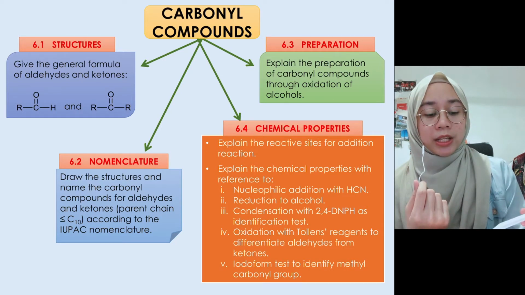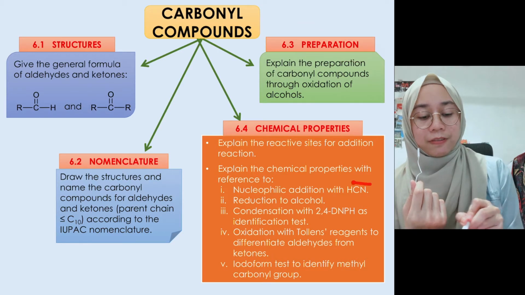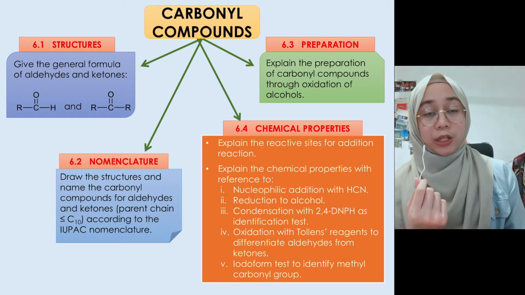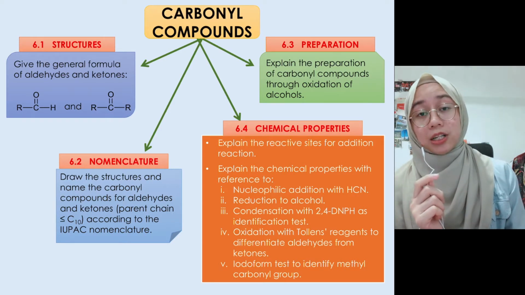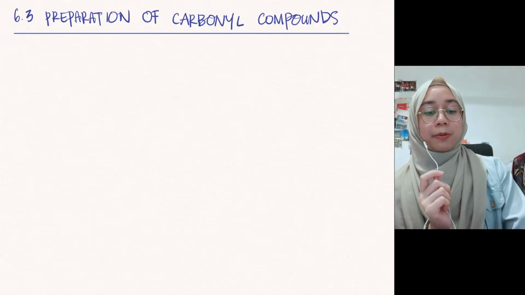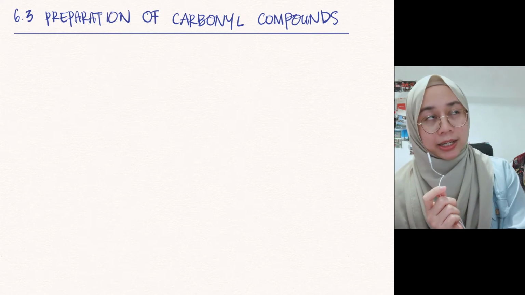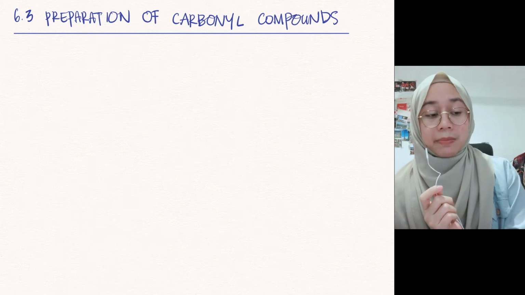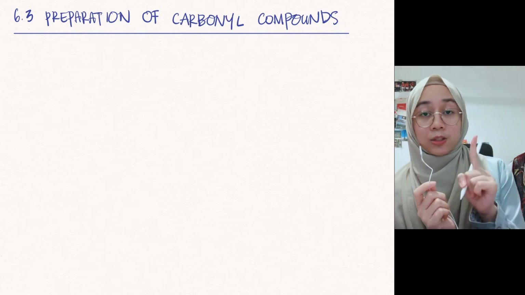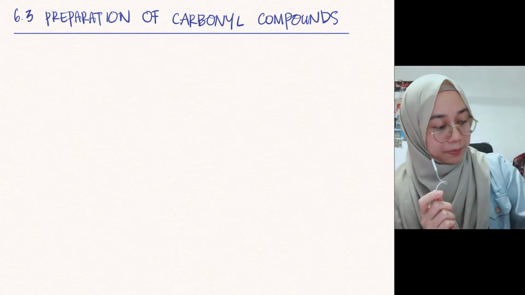So kita akan tengok dahulu berkenaan dengan preparation. And then kita akan tengok dahulu the first 2 of the chemical properties hari ni. So now let's go into our first one, which is the preparation of carbonyl compound. Preparation of carbonyl compound ada banyak cara, ada 3 cara in total. But for now we will only be learning about satu cara saja, which is daripada oxidation of alcohol.